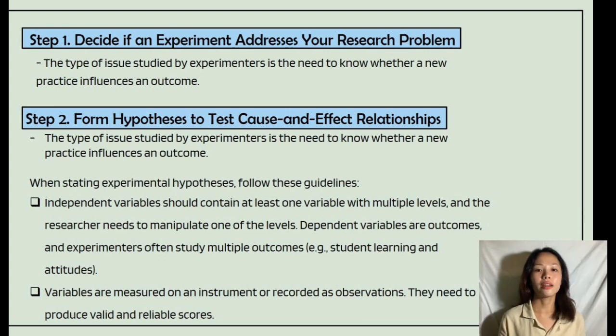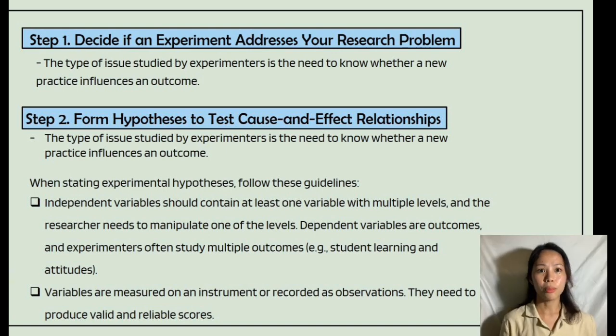So, in stating an experimental hypothesis, you need to follow these guidelines. First is that independent variables should contain at least one variable and multiple levels, and one of these levels is being manipulated by the researchers. So, manipulating one of the levels enables researchers to compare the outcome across different conditions, helping to establish cause and effect relationship.